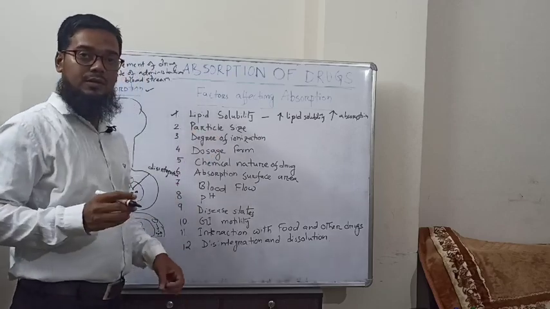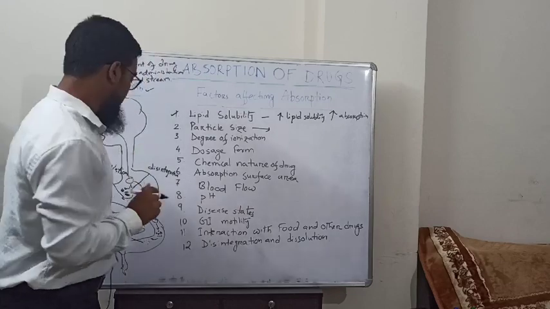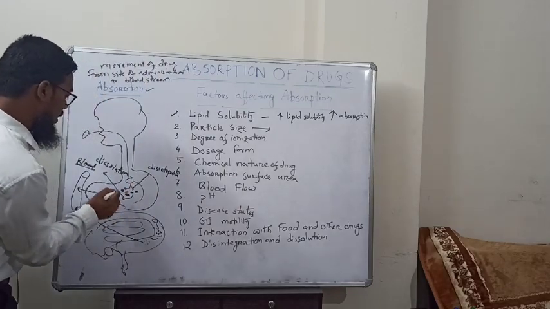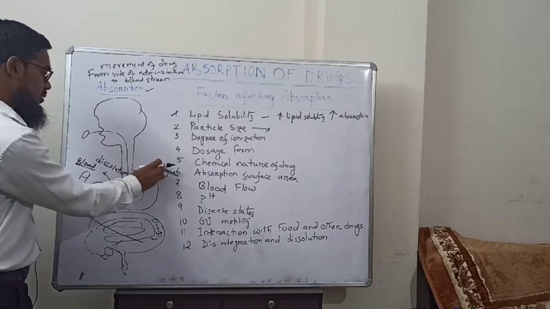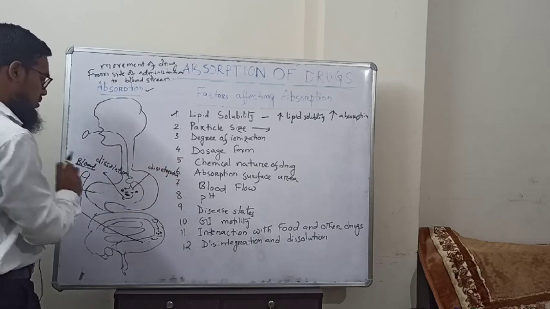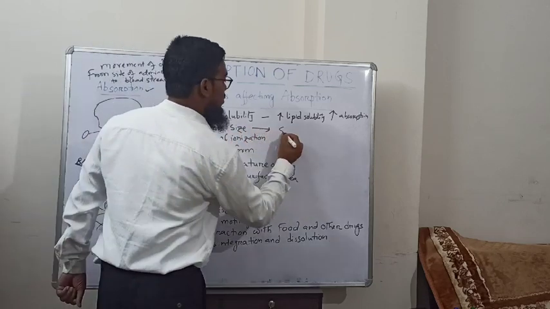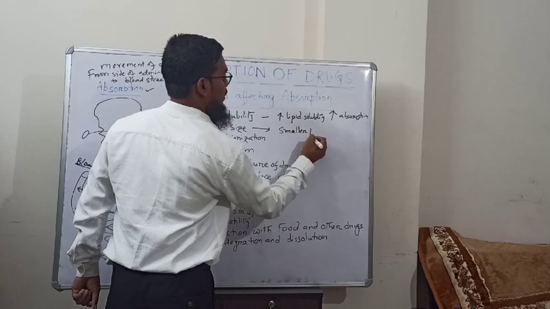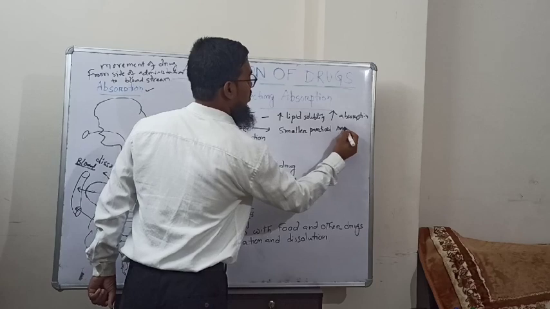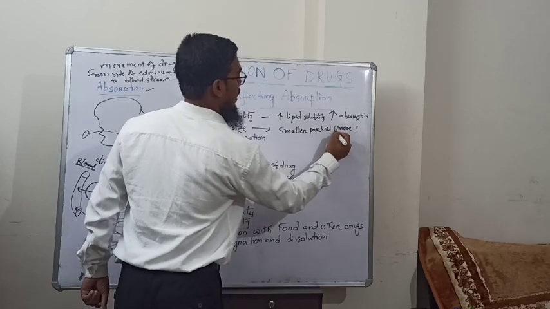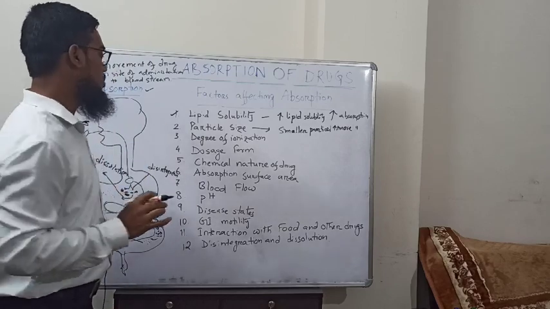Particle size. If any drug has a very small particle size, then it will easily dissolve. Very fast they will break down, get disintegrated and dissolve fast, and since they are small particles, they are easily absorbed. Means smaller particle size, then what happens? More absorption. If particle size is small, then absorption will be more.